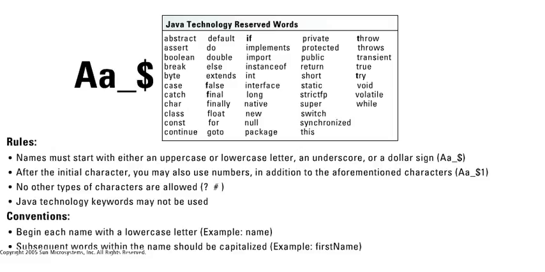We'll see some exceptions to this rule, for instance, when defining constants. Also, if you have a variable name that is the combination of multiple words, then you should use a lowercase letter for the first word and then capitalize each subsequent word in the name.